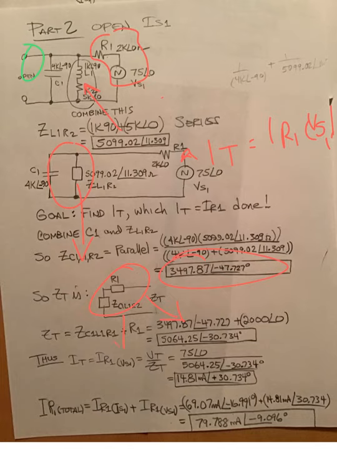And therefore we are allowed to do IT, which is IR1 from the first source, is VT over ZT, and there's our answer. Now, that's not the final answer. The final answer is I have to take part 1 and part 2 from the current source and from the battery and add them together here to get 79.788 milliamps at minus 9.096 degrees.